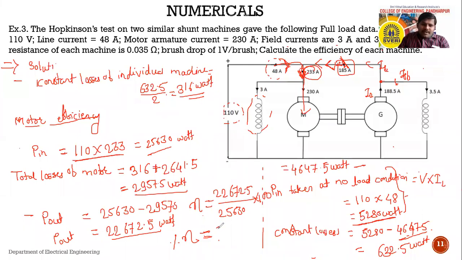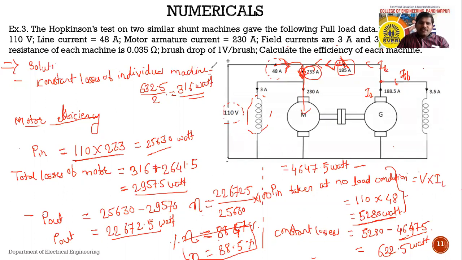88.47. Okay, 88.57%. Instead of writing 47, you can write 5.5 also. 88.5% efficiency of the motor. Okay.